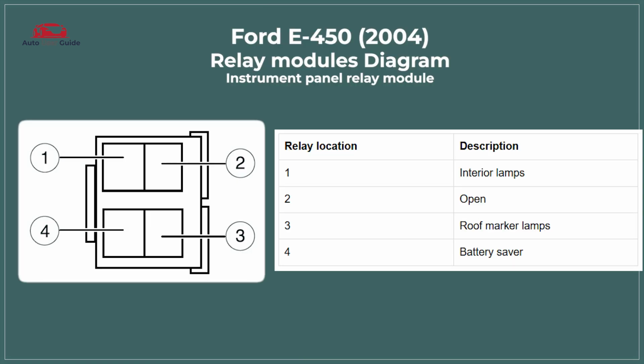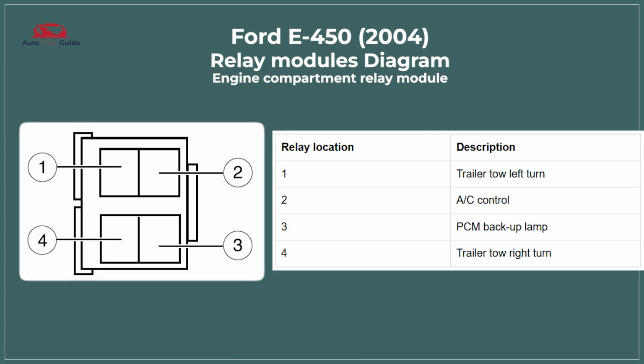The instrument panel relay module in the 2004 Ford E-450 controls functions such as the battery saver, accessory delay, and interior lighting. The engine compartment relay module in the 2004 Ford E-450 manages relays for critical systems like the fuel pump, PCM, and cooling fan.